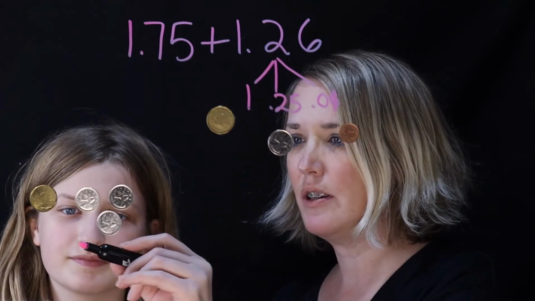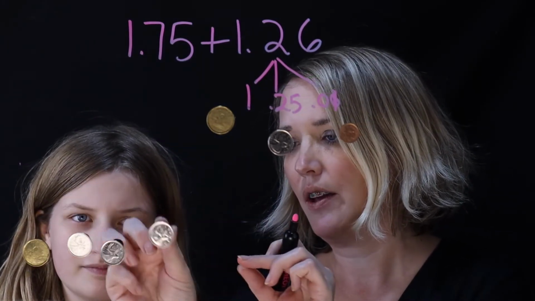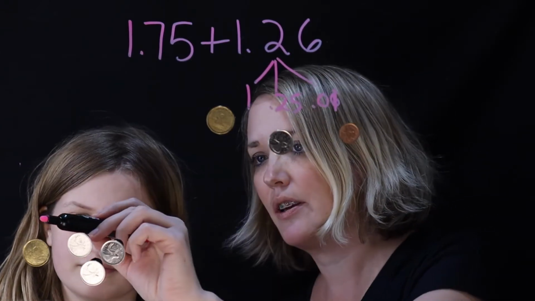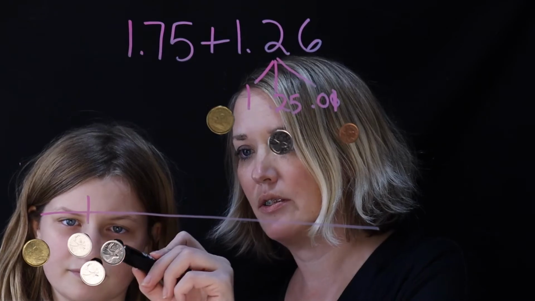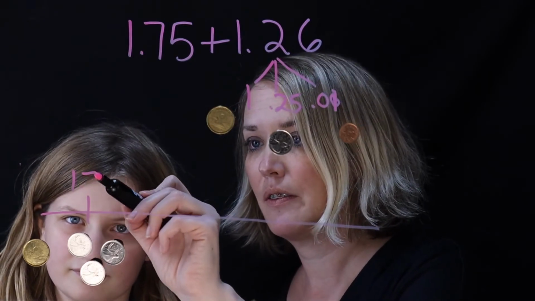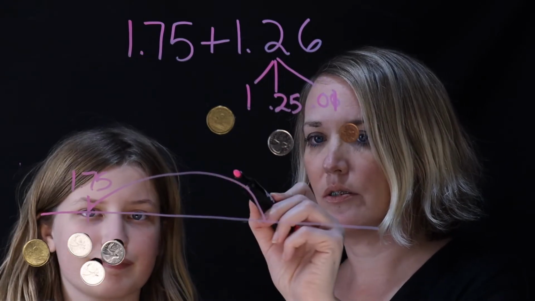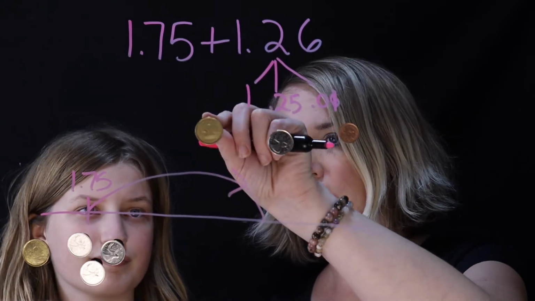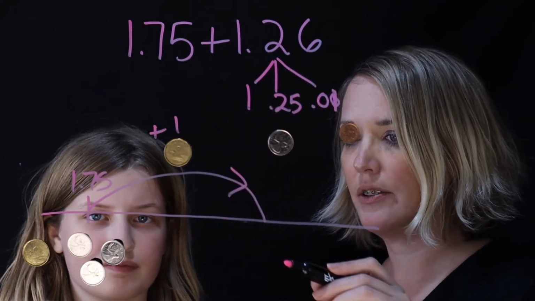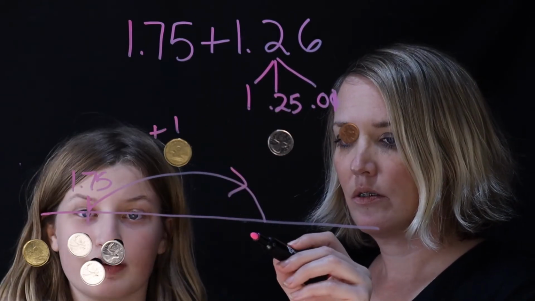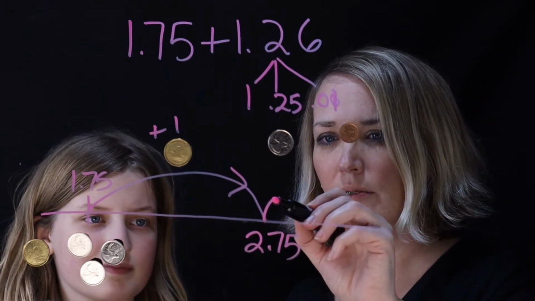So let's start off with a number line here so that people can really see how these things add together. So we're going to start off with $1.75. Now you're going to add $1. Okay, so once I add this dollar, so plus $1, what do I get? You get $2.75. Okay, and then I'm going to add this quarter.